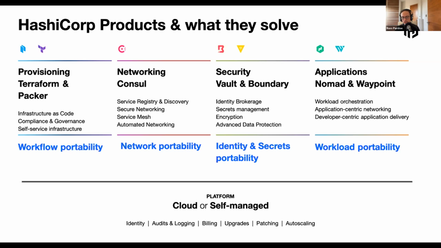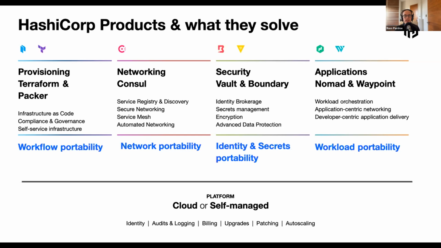Security. In the security domain, we have Vault and Boundary, which Lucy's going to talk about in more detail later on in the webinar. But this is where we have things like identity brokerage, with identity being the thing that we can use these days to secure communication between different systems, but also things like secrets management, encryption, and advanced data protection capabilities that we have inside of Vault.